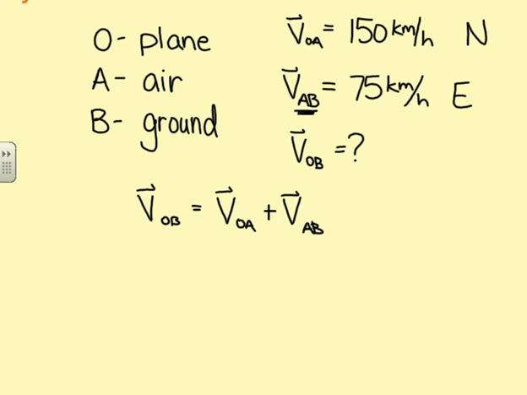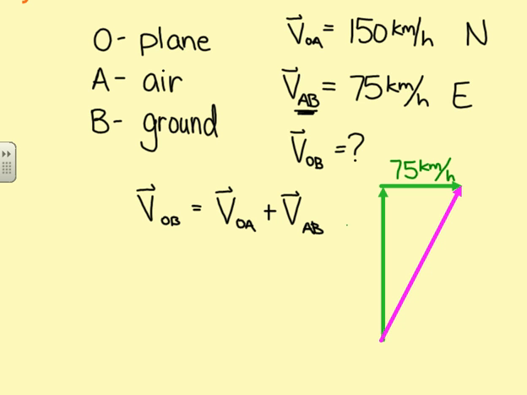So my first vector, 150 kilometers per hour north, looks something like that. And my second vector, 75 kilometers per hour east, looks something like that. So my resultant, the thing that I am looking for, is that purple vector you see there. This top here is 75 kilometers per hour. Over here is 150 kilometers per hour. So I will use the Pythagorean theorem to find my resultant. Using the Pythagorean theorem, I find that my resultant is 167.7 kilometers per hour.